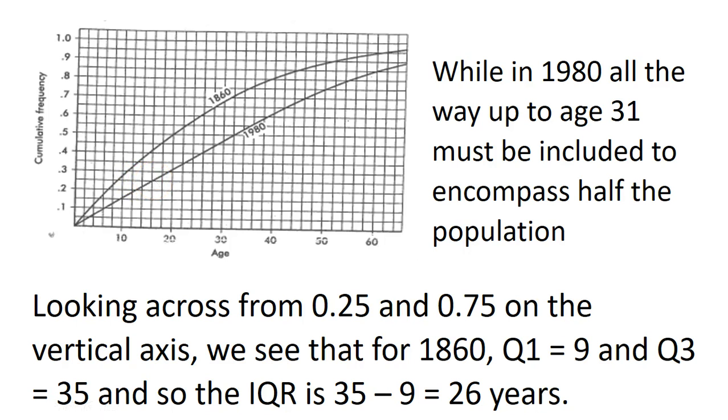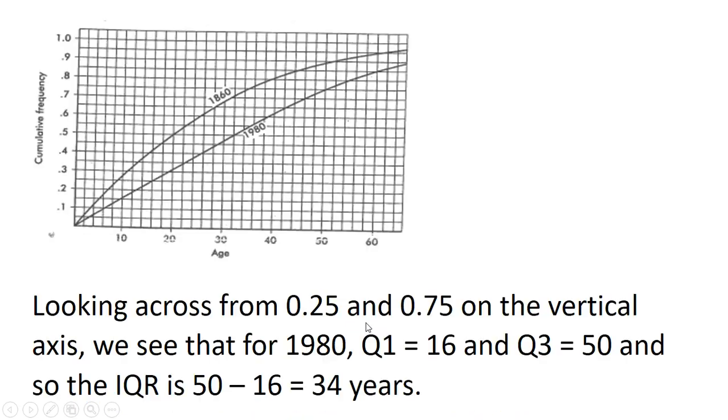On the vertical axis, we see that the first quartile is around 9 and 35 for the third quartile. 75 is up here, so yep, that looks like it's around there. So that middle 50% of the populace was between ages 9 and 35. Half the population was between 9 and 35. Right, so that's a 26-year chunk of time.